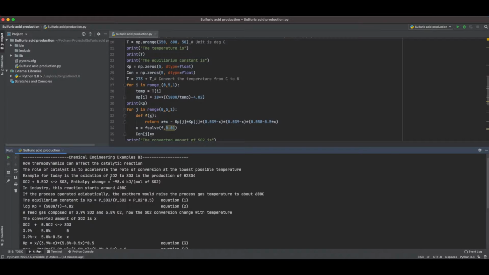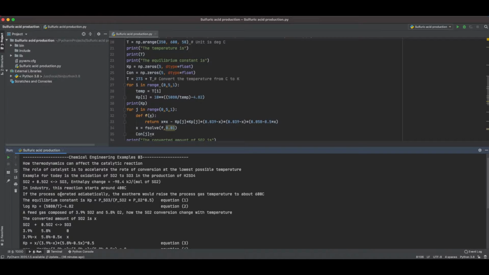For today, we are going to use the example of SO2 to SO3 conversion in the production of sulfuric acid. For this reaction, 1 SO2 reacts with half an oxygen to form 1 SO3. The enthalpy change of this reaction is negative 98, which means this is an exothermic reaction. This is going to release heat. And in industry, this reaction starts around 400 degrees C, and the catalyst is a vanadium-based catalyst.